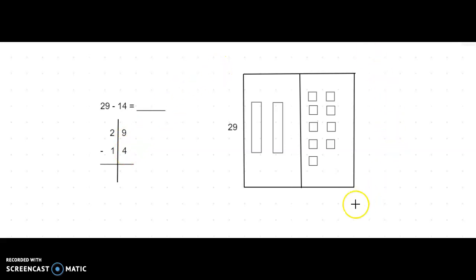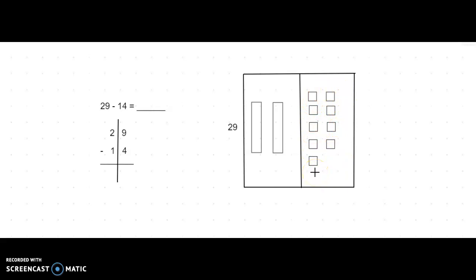I've also set up my place value chart and you might be noticing this looks a little bit different. I am only showing 29 on this place value chart. This is because in subtraction, you're taking away from a whole rather than combining two parts. So the only number you need to draw for subtraction is the whole. Our whole in this instance is 29. So I have drawn 2 tens and 9 ones.